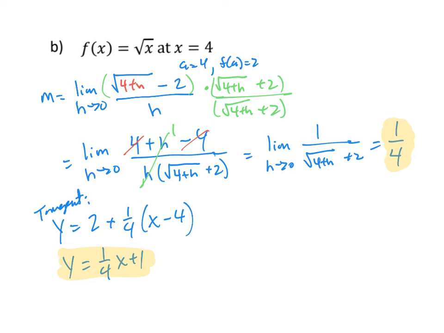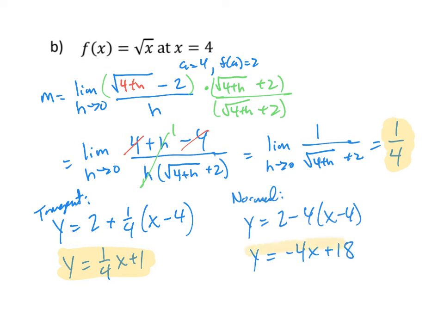To do the normal line, I'm going to use the opposite reciprocal slope. So I'm going to use -4. So y equals 2 minus 4 times x minus 4. And that's going to be y equals -4x plus 18. And unless I made a mistake with my arithmetic, we've got the normal line right there.